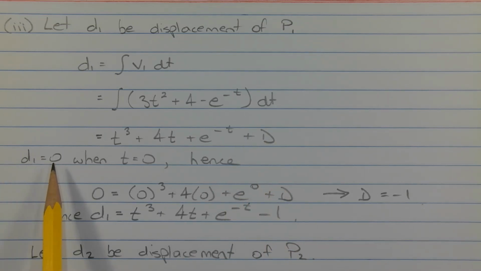Now d1 is equal to 0 when t is equal to 0. Now that's the boundary condition that's given in the question. Hence, 0 equals 0 cubed plus 4 times 0 plus e to the power of 0, which is equal to 1, plus capital D. And solving this equation for capital D, we get capital D is equal to negative 1. Hence, the displacement equation for particle 1, so d1 is equal to t cubed plus 4t plus e to the power of negative t minus 1.